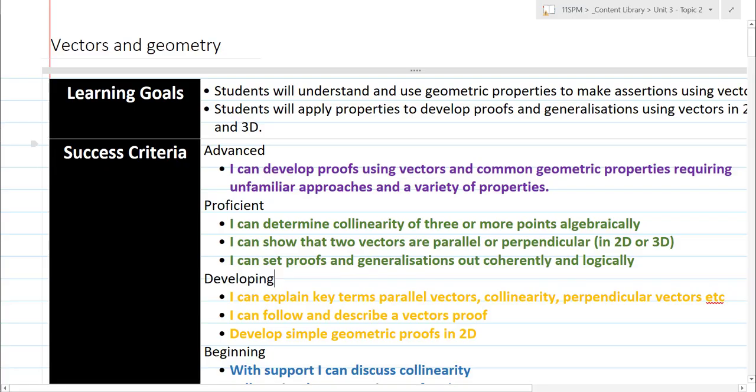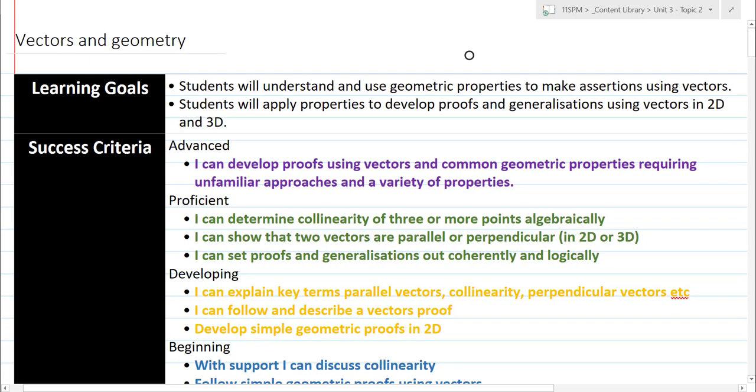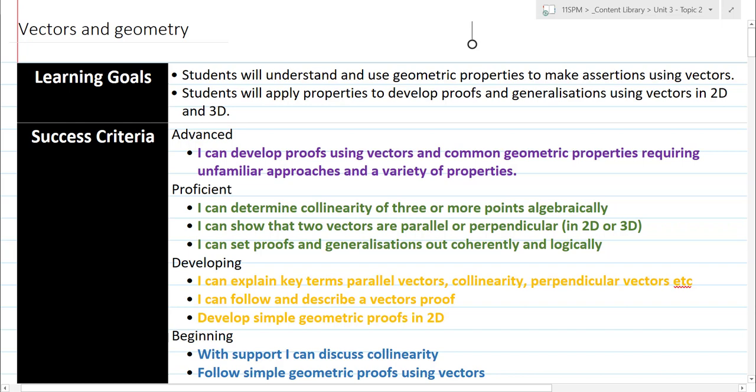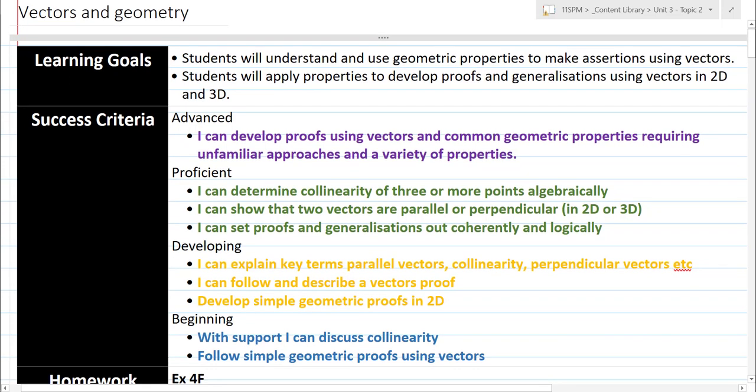Screen so I can show the title. So there we go, vectors and geometry. There's 2 exercises involved in this particular OneNote. I'll try and go through both today, but I'll do them in parts.